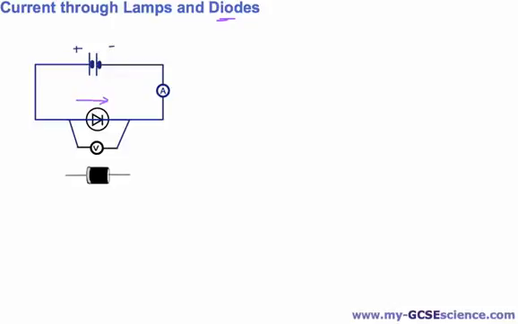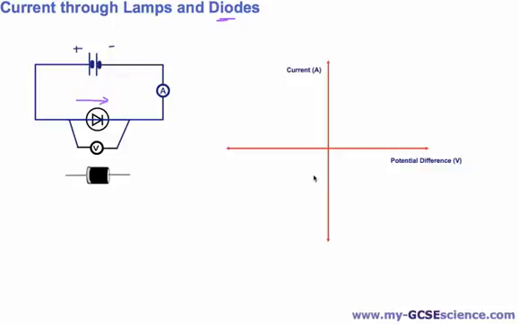So the graph for this would be a similar set of axes, but when we start increasing our potential difference, initially we don't see much of a rise, but after a certain low value, the current will start to get higher and higher as you increase the potential difference. So this part of the graph looks a little something like this.